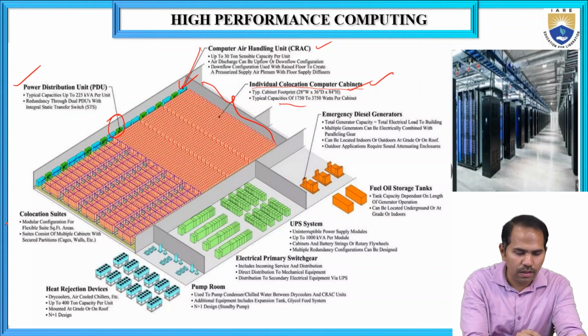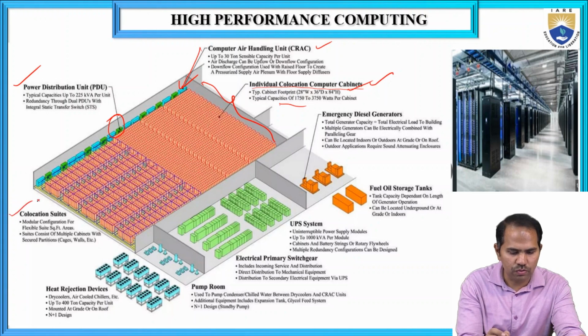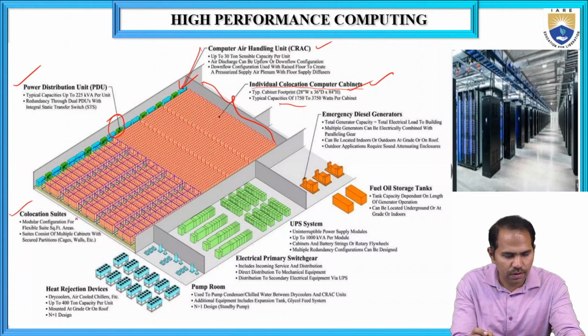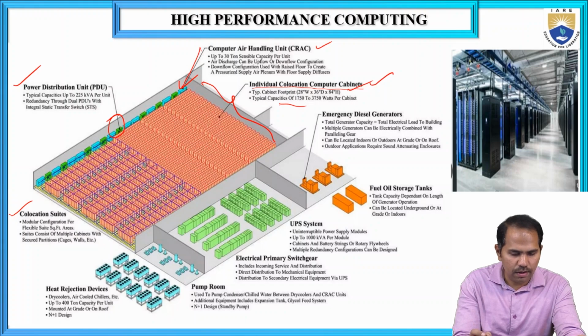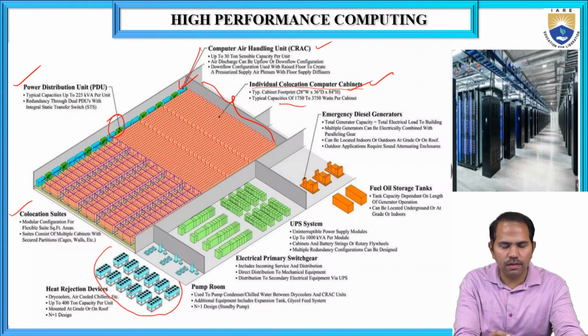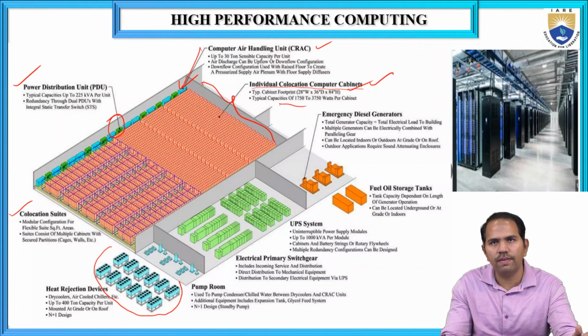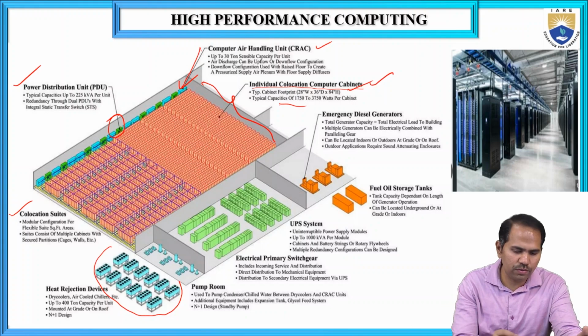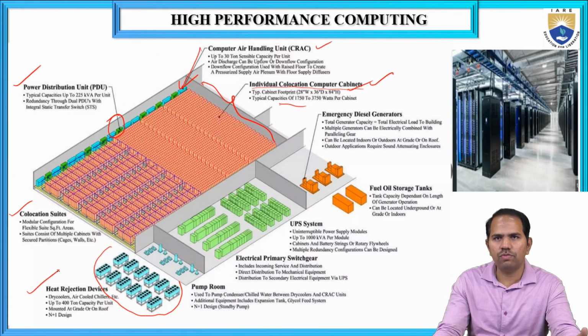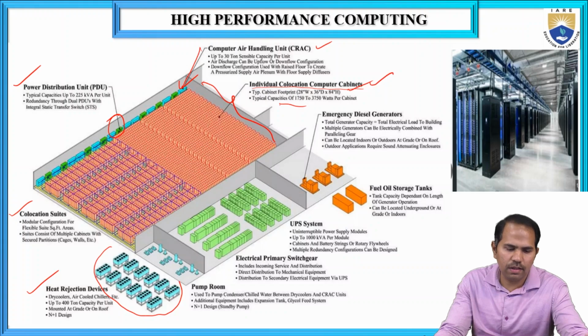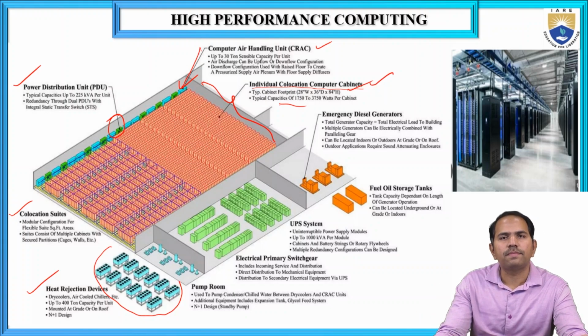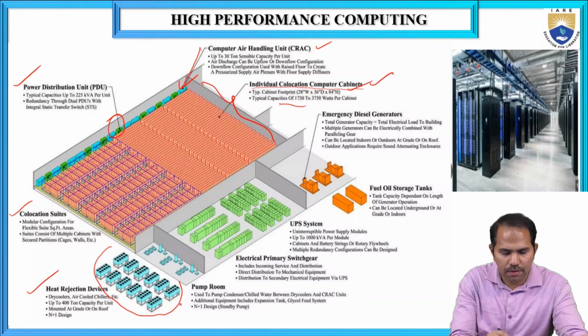And the next one is the co-location chutes. These are all heat rejection devices. Whenever the load on the computers is very high, heat is produced, so heat rejection devices are needed. Whenever the computers get hot, these devices have to reduce the heat in the DC. Okay. Then the next thing is the pump room.